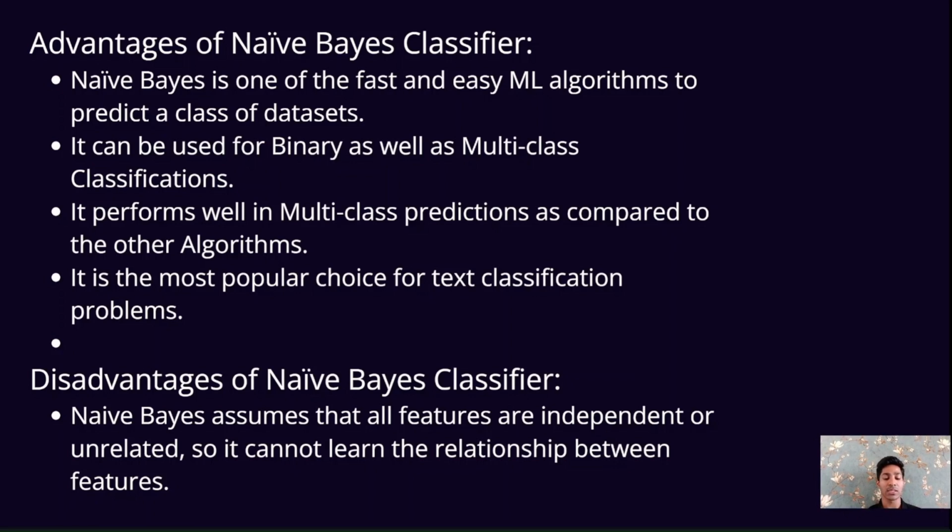There are disadvantages of naive-Bayes classification as well. Naive-Bayes assumes that all the features are independent or unrelated, so it cannot learn the relationship between features. So these were all the advantages and disadvantages related to naive-Bayes classification.